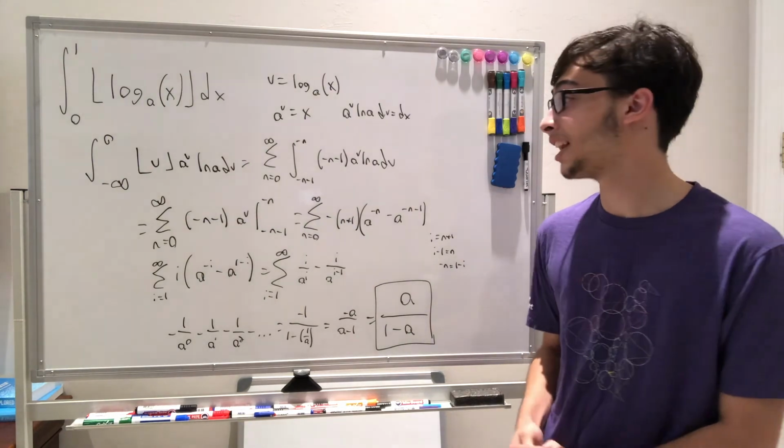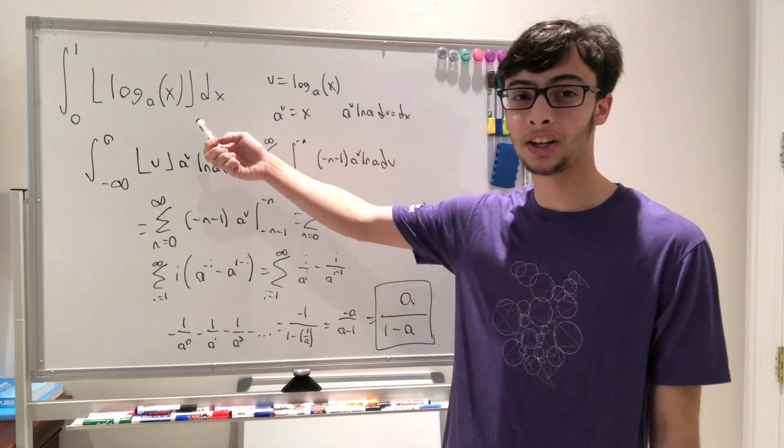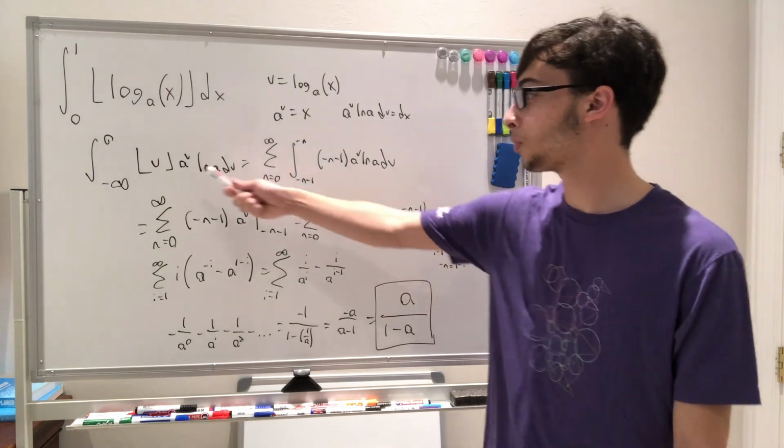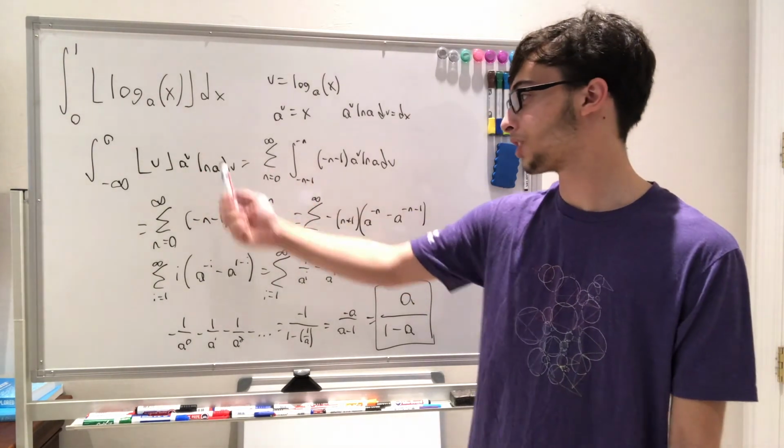So this integral is not actually that bad once we employed this substitution to get rid of the log, and then we also cleverly got rid of the floor function using a summation. So this is a very common trick that I use a lot.